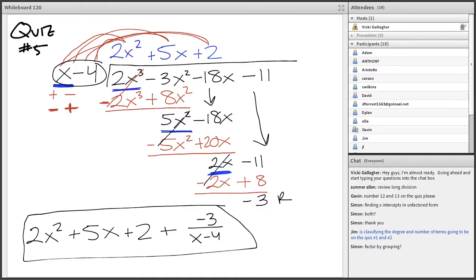Okay, long division. Okay, so Gavin and Simon, you kind of had the same question a little bit. 12 and 13 are finding x-intercepts from an unfactored form, but 12 and 13 both can't be factored straight away. And so we'll practice that first, and then maybe we'll go back to the front of the quiz, or if somebody has a different type of problem, we can practice what to do if the problem can be factored from the original format. But for right now, let's take a look at number 12.